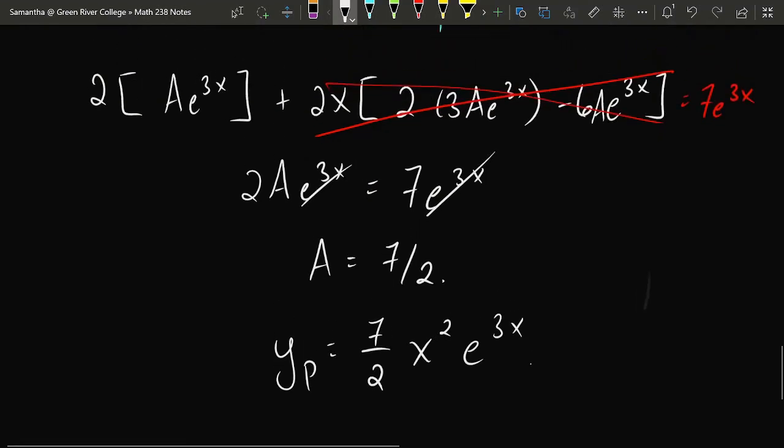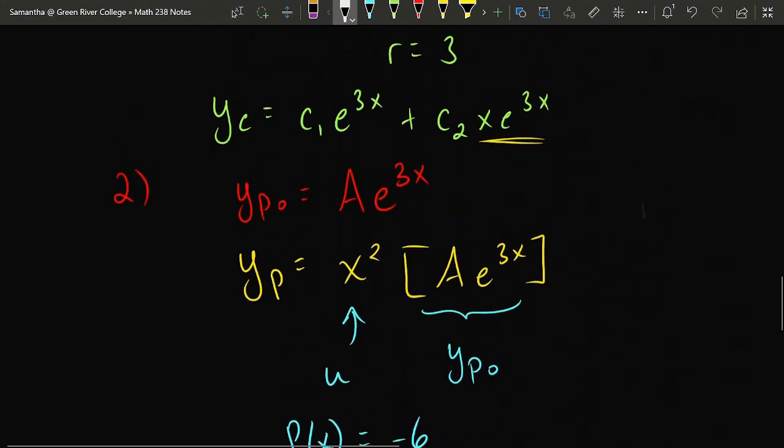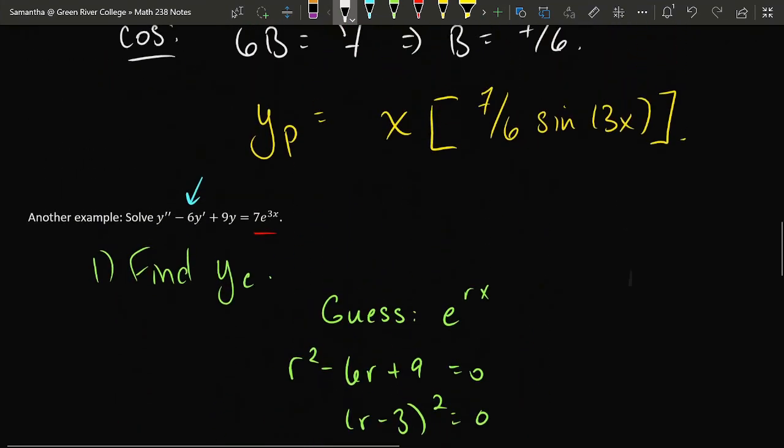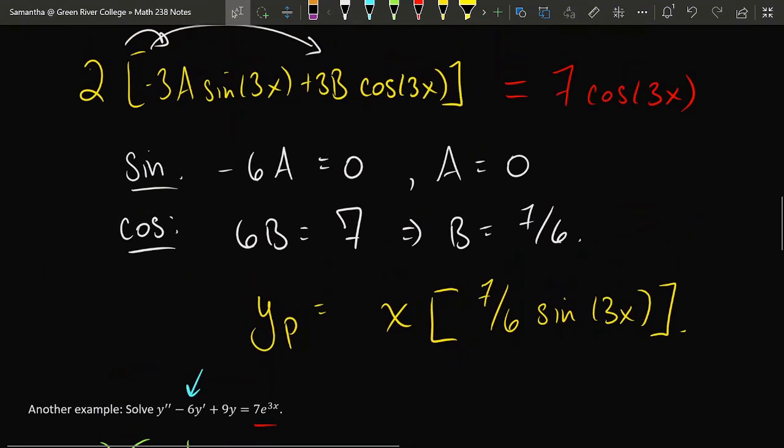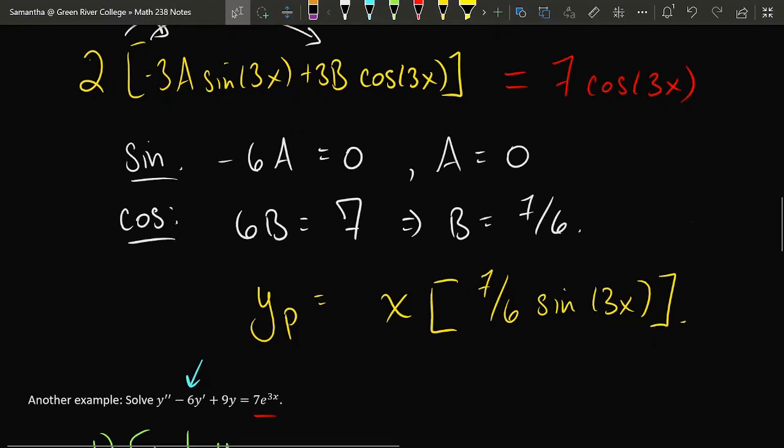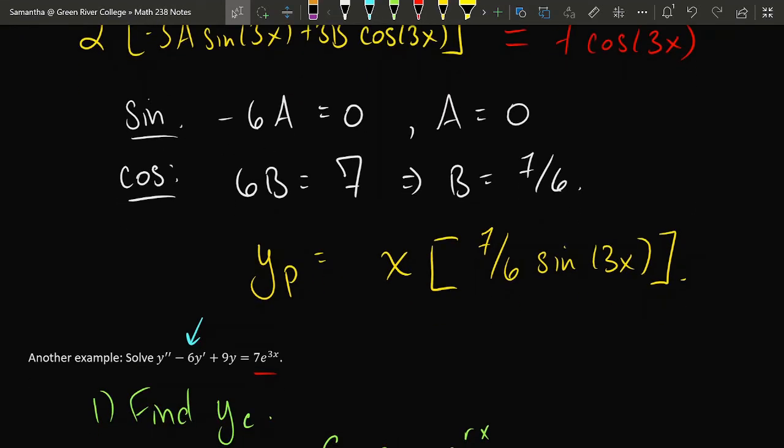So that's the shortcut formula. It's a little bit niche. You can't use it in a lot of situations. You can only use it in this situation where your initial guess for a particular solution fails because it happens to be one of the solutions to the complementary equation. But when you can use it, it's very nice to use it, especially in situations like this motivating example with sine and cosine. It can save a lot of time.